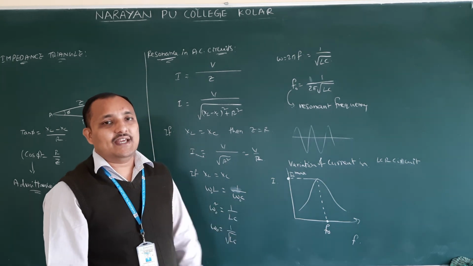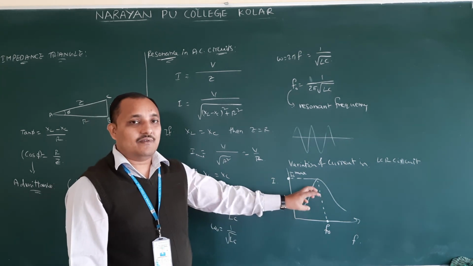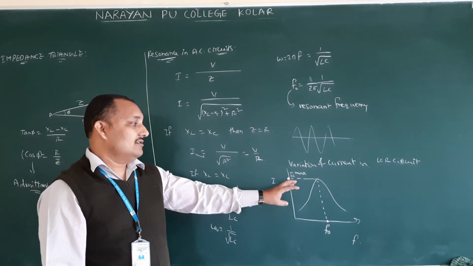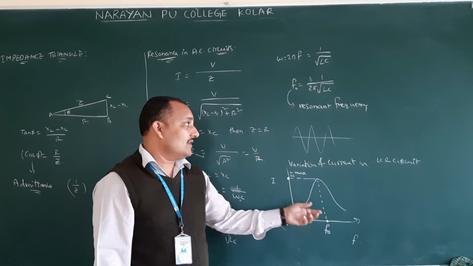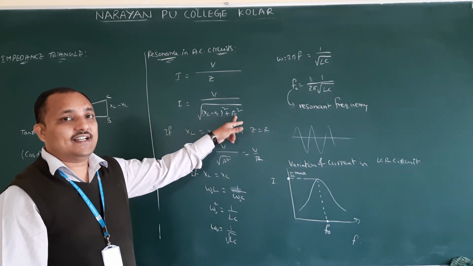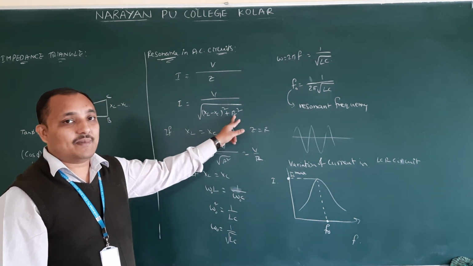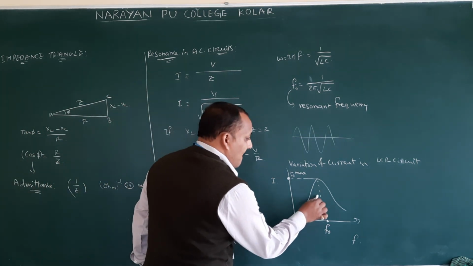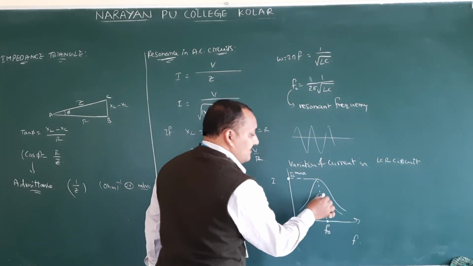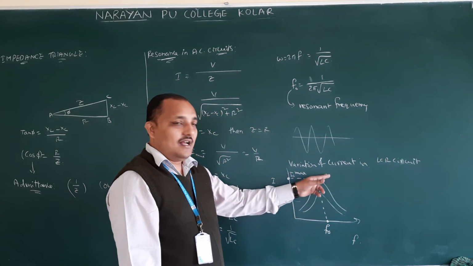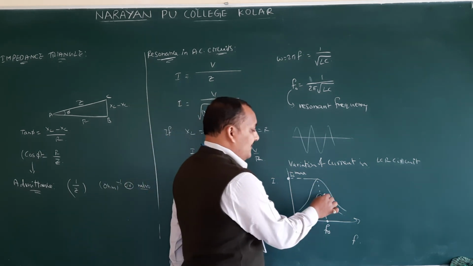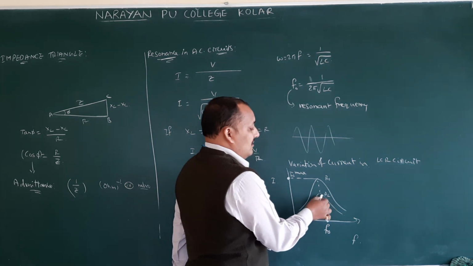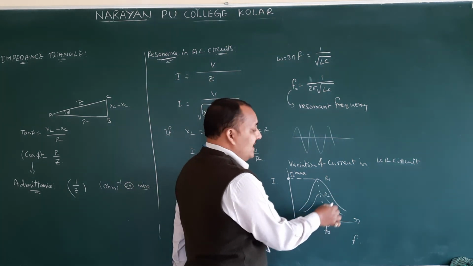This diagram is called the variation of current with frequency. By using this graph, we are going to define bandwidth, half power frequencies and so on, so remember this diagram very carefully. If you increase the resistance R, what will happen? The current decreases, and you get a second graph like this. The resonant frequency won't change. So this one is R1 and this one is R2, which has more resistance. If you increase the resistance, the current decreases.